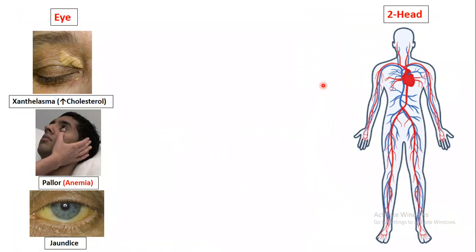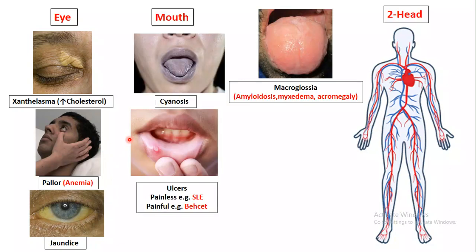Then moving upward towards head and neck, starting with head examination, looking around the eye for xanthelasma, which denotes hypercholesterolemia, looking at the conjunctiva for pallor, denoting anemia, and jaundice, which might be seen in hepatic congestion in our cardiac patients.